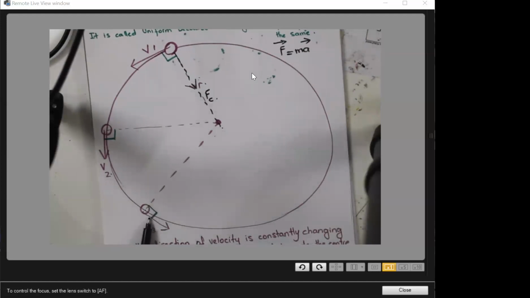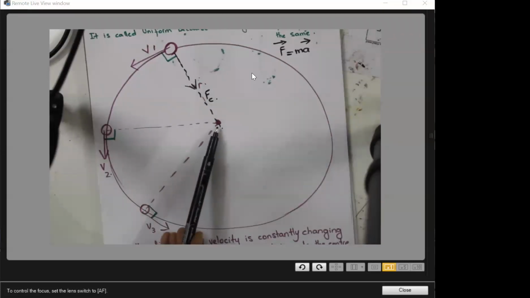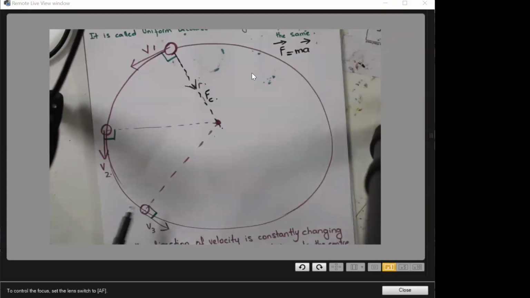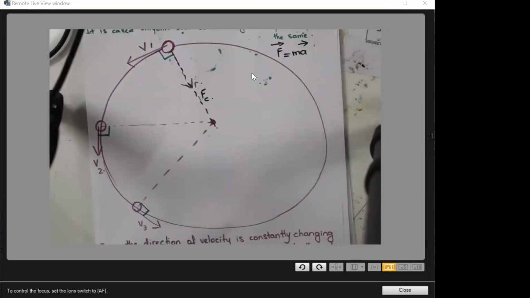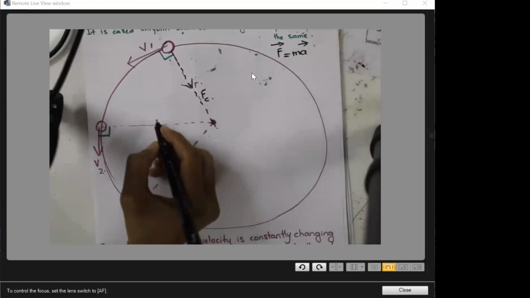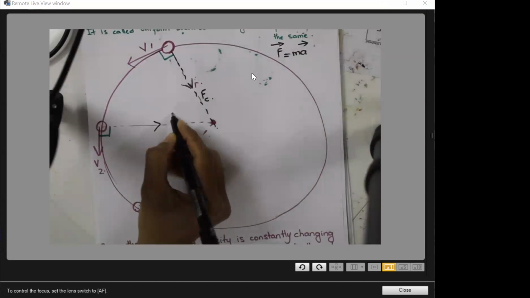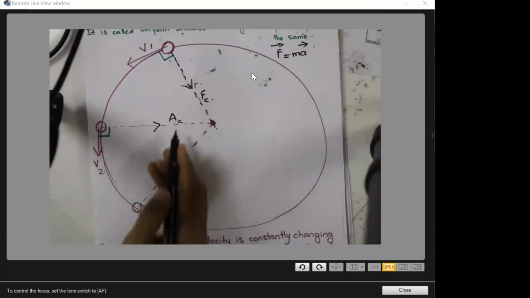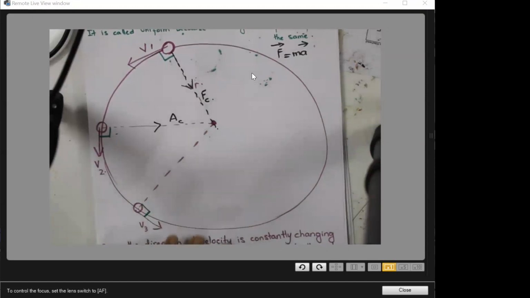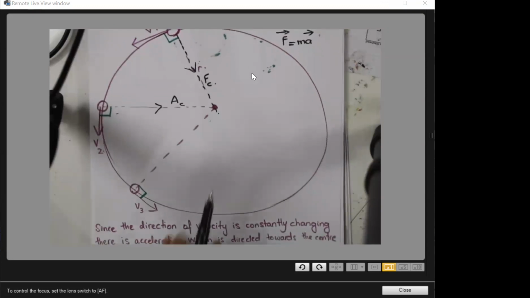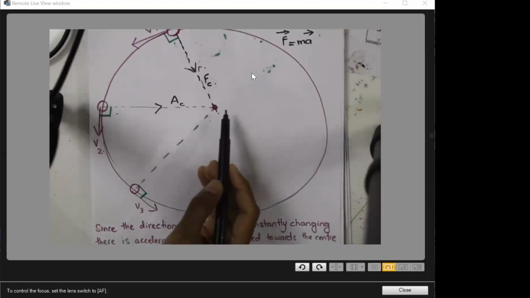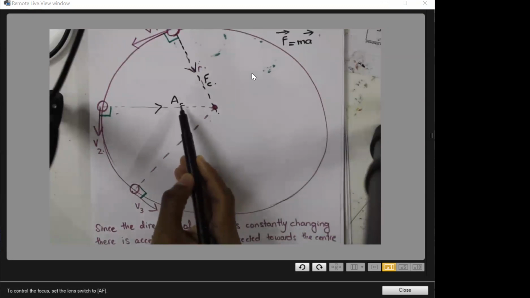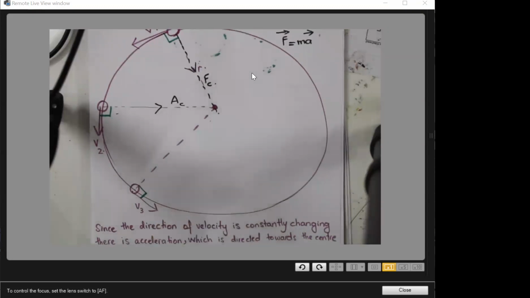So appreciate, I made these three positions. This is the mass and this is the radius. Also denoting the centripetal force and acceleration. By the way, centripetal force as well as centripetal acceleration, both of them are directed towards the center of the circle. A is for acceleration, C is for centripetal.